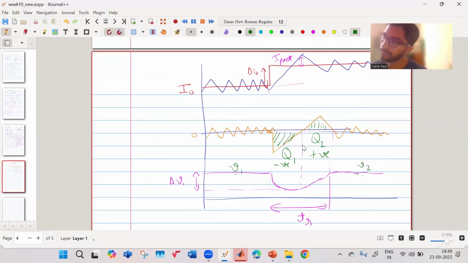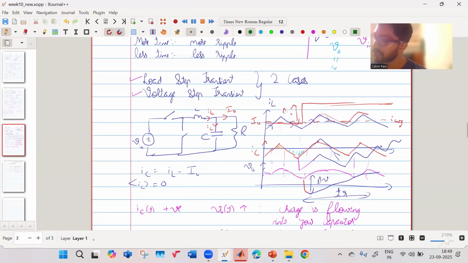And this is known as a load transient, where this load current I naught can change. That is the case when your load current I naught can change. Now, what do you think this voltage step transient which I've written stands for? Anyone can tell? Reference voltage, input voltage change. Okay, so this is for your reference voltage.